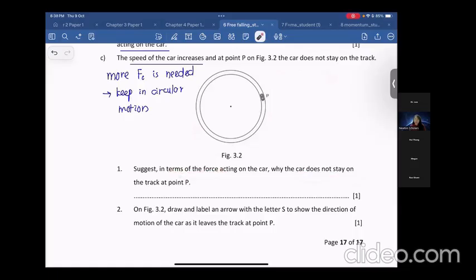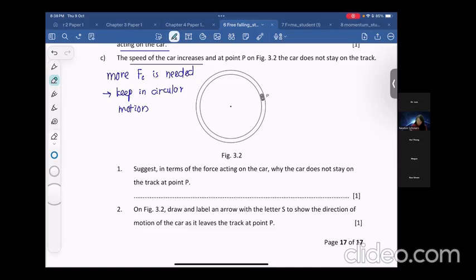Just now we already mentioned, if the speed increases, we need more centripetal force. If we don't have enough centripetal force, the car cannot continue in circular motion, not enough to hold it and make it follow the circular path. So in terms of force, why does the car not stay? It's because the centripetal force that we have is insufficient. That's why the car cannot stay on the track.